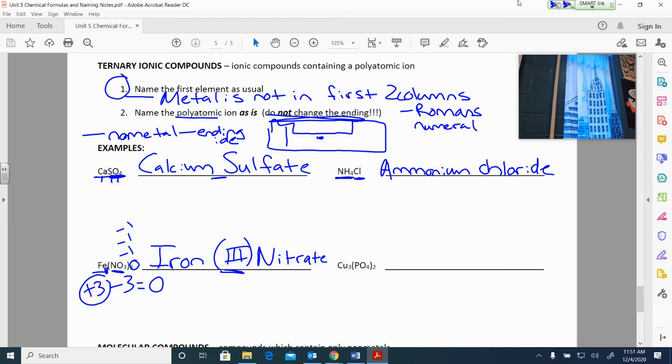The last one, I look at Cu on the periodic table. Cu on the periodic table is copper. Copper is in this middle section, so I don't know its charge. I'm going to have Roman numerals. I notice that this is more than 2 elements, so this is PO4. That's a polyatomic ion. I'm going to have to go find it.